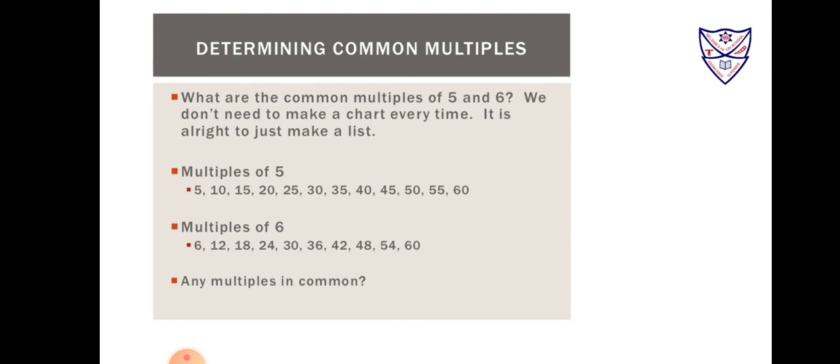We don't need to make a chart every time. It is alright to just make a list. So let me make a list of multiples of 5 as well as multiples of 6. Multiples of 5 are 5, 10, 15, 20, 25, 30, 35, 40, 45, 50, 55, 60. And multiples of 6 are 6, 12, 18, 24, 30, 36, 42, 48, 54, 60. So can you see any common multiples between 5 and 6? Yes. Which are the common multiples? 30 and 60. So this way we can find common multiples.